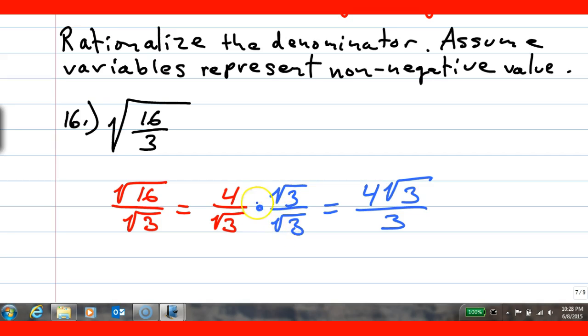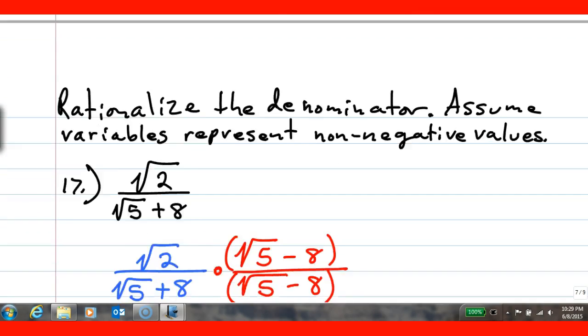So to clear that square root, I'm going to multiply both the top and the bottom by the square root of 3. This will clear that radical sign out of the denominator's position. So when I multiply it, now I'm left with a 3 in the denominator's position, or in the bottom, and a 4 times the square root of 3 in the top. So now I've rationalized the denominator. I've removed my radical sign from the denominator's position.